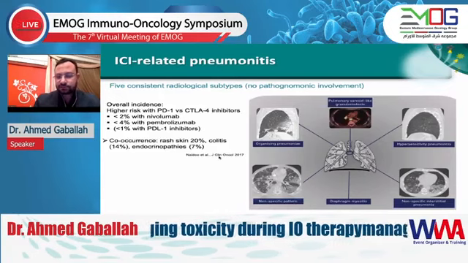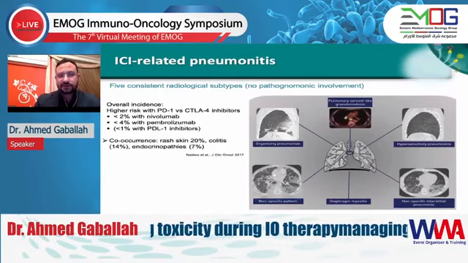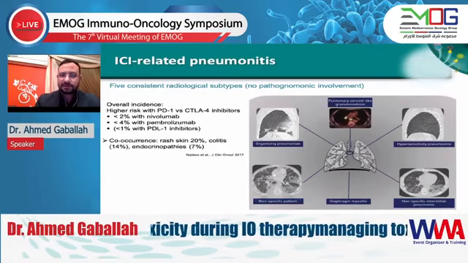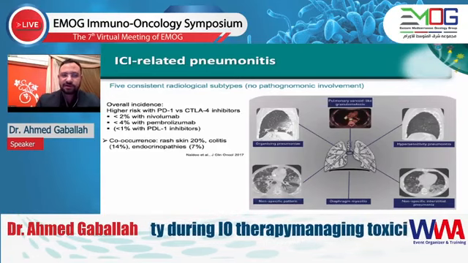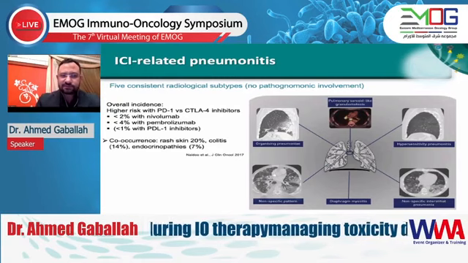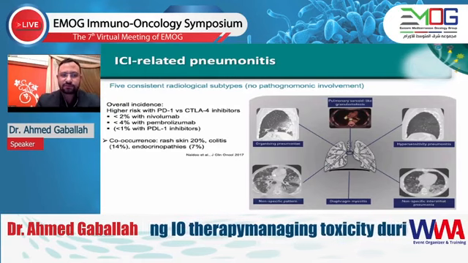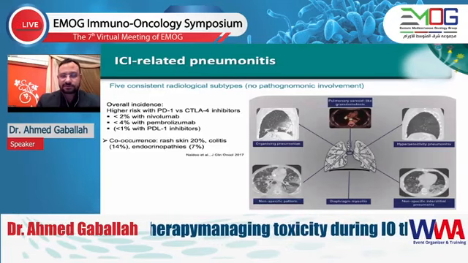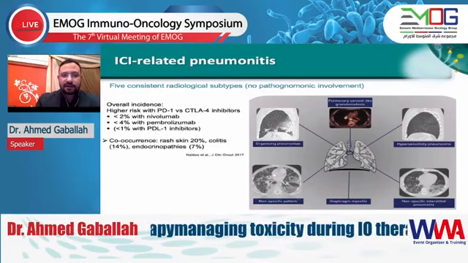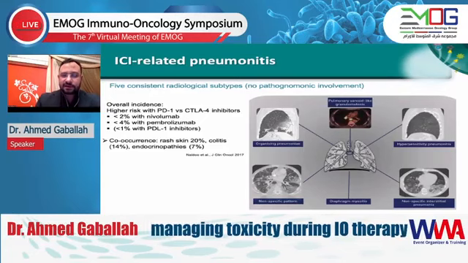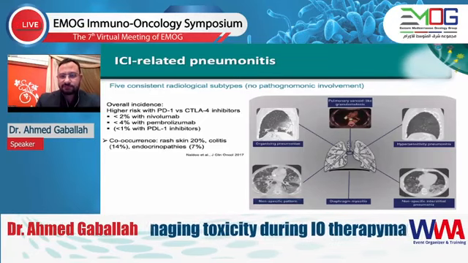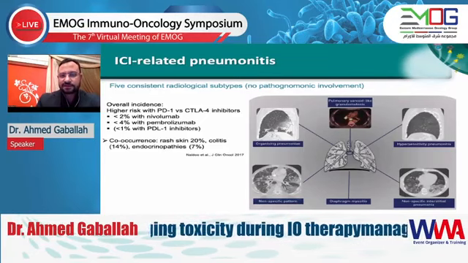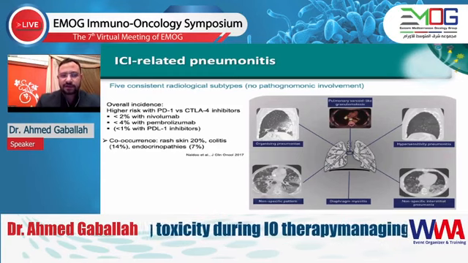Actually, the incidence of immune checkpoint related pneumonitis is not that high. We have less than 2% with Nivo, less than 4% with Pembro, and less than 1% with PD-L1 inhibitors like Atezo. Usually the incidence with PD-1 and PD-L1 inhibitors is higher than with CTLA-4.